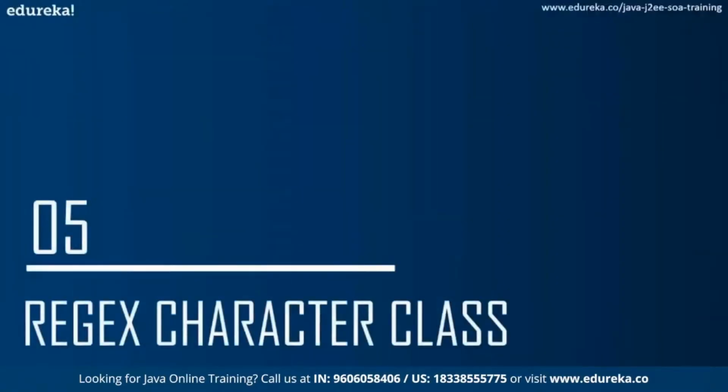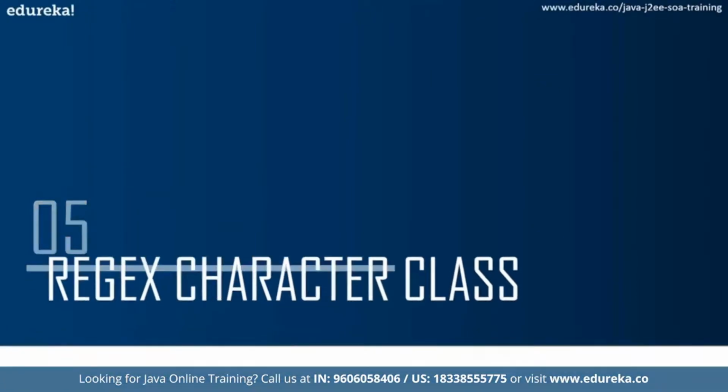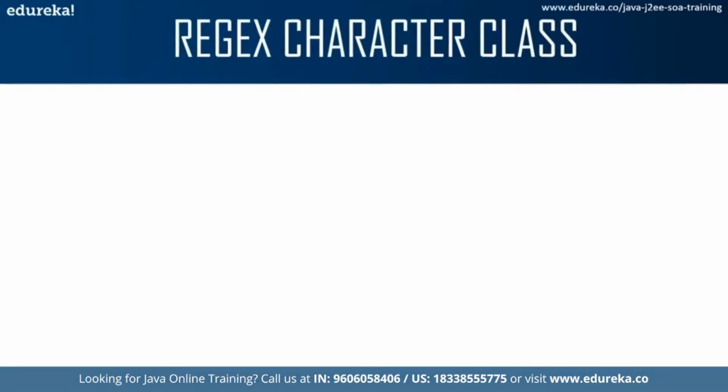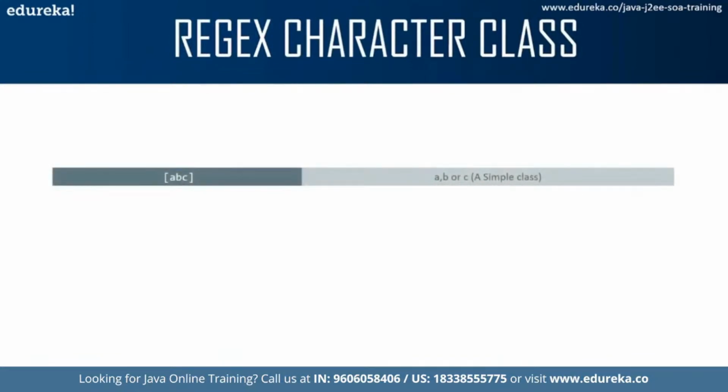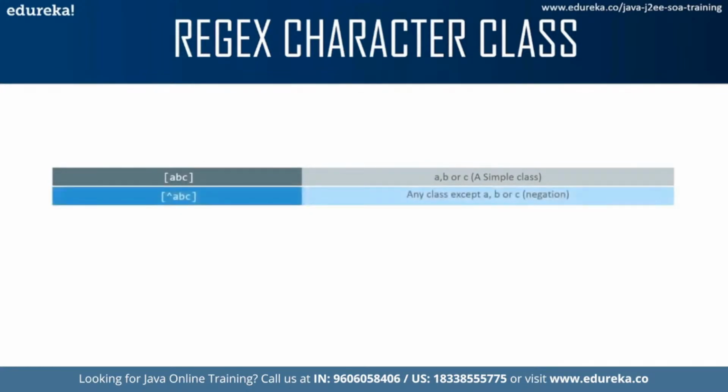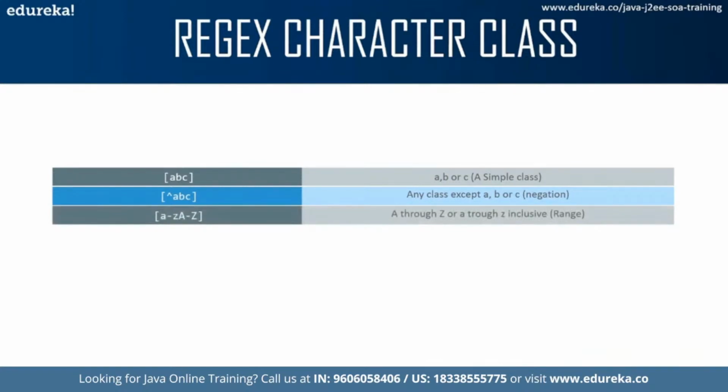Now let's move further and see the next category, that is the Regex character classes. Again, even this comprises various constructs. First, [abc], which implies a simple class that comprises a, b, or c. Next, [^abc], a negation, which comprises any character except a, b, or c. Next, you have [a-zA-Z], which implies a range that includes small a to z and capital letters from A to Z.